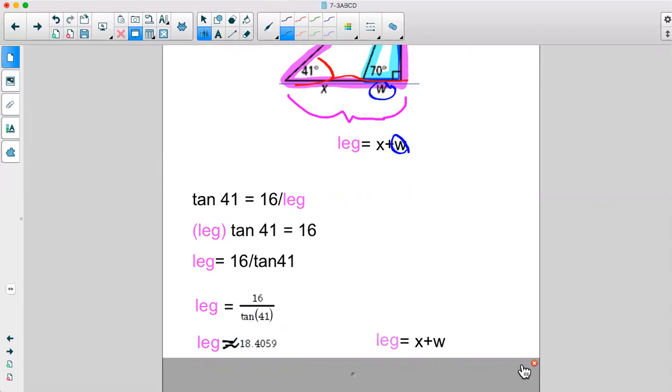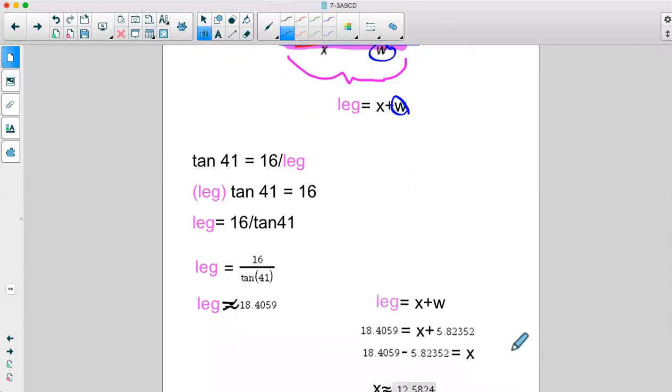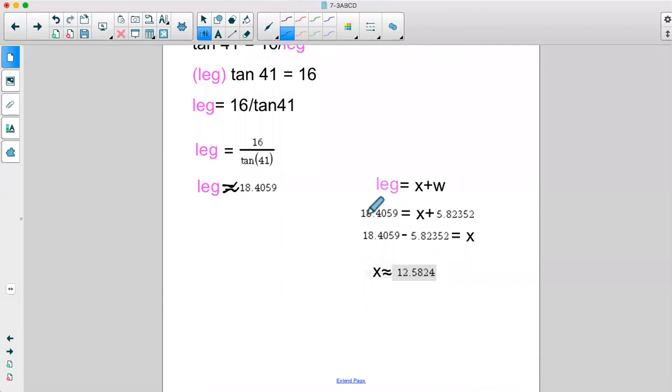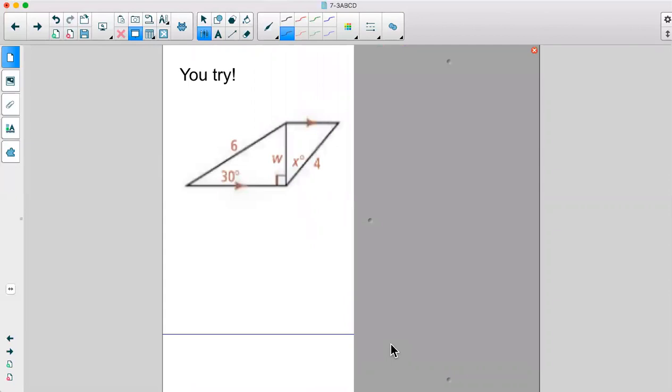And then we see that we can use the W that we previously found because this whole leg equals X plus W, and we can subtract W and we'll find X. So now you try. Pause the video and practice this on your own paper, finding both W and X.